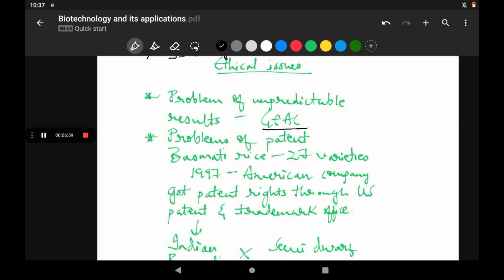And also there are the problems of patents. Basmati rice: we already have 27 varieties traditionally grown in India. But in 1997, an American company got patent rights through the US Patent and Trademark Office.